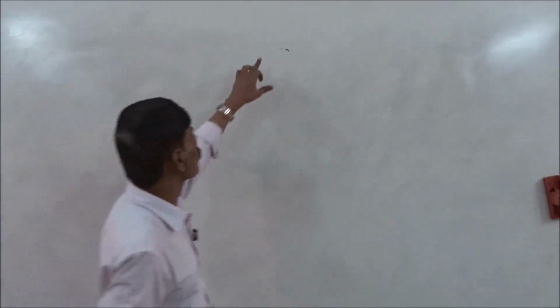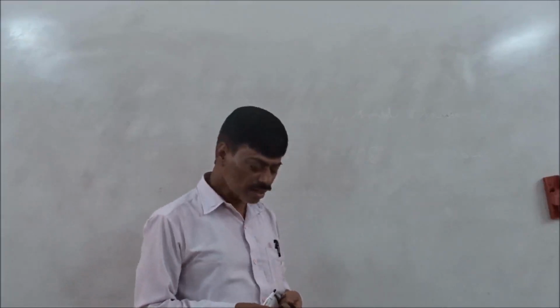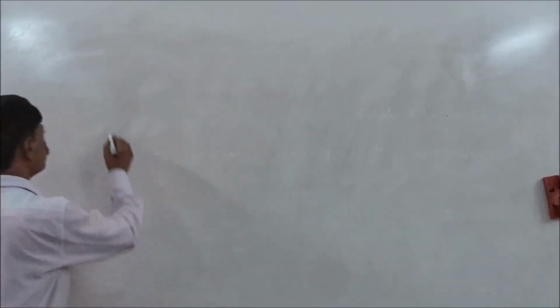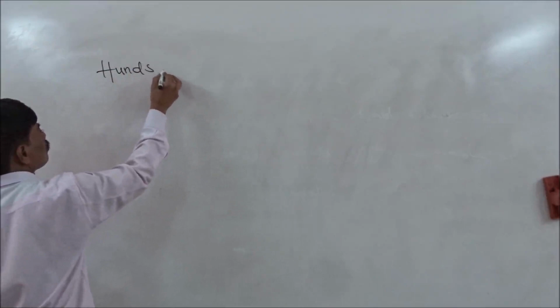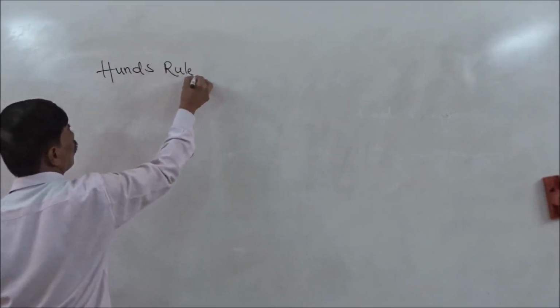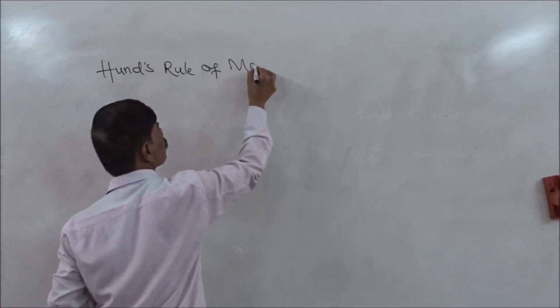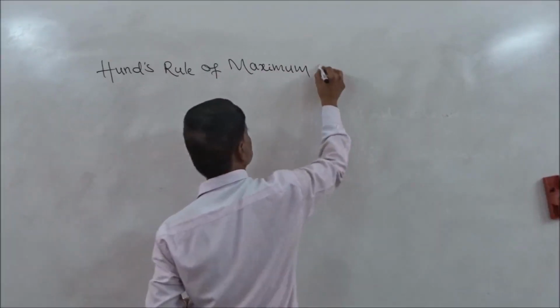So about the accommodation power of the electrons in the orbitals, there is a rule, and name of that rule is Hund's rule of maximum multiplicity.